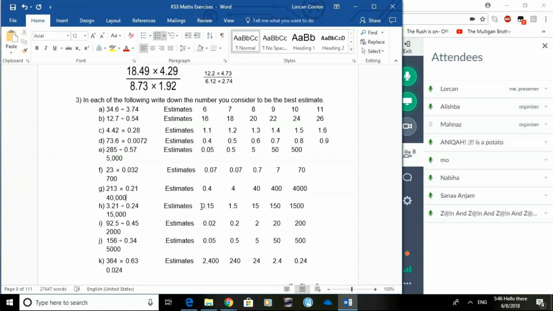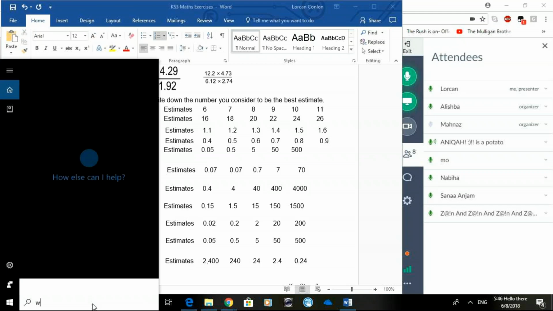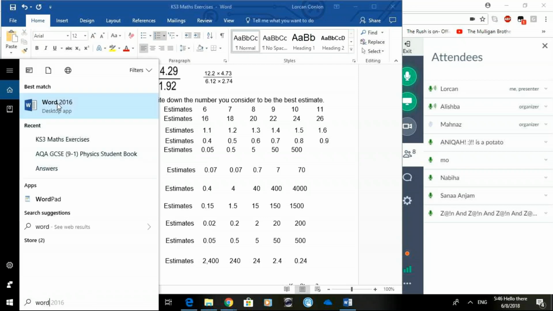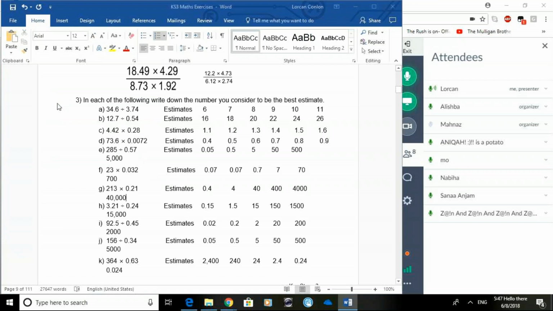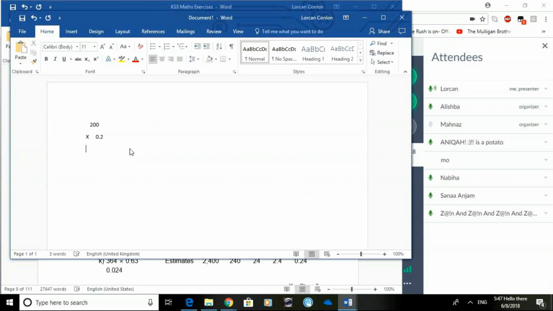Does anyone know what I'm talking about? I'm talking gibberish? Okay, let me open up a new one here, and I'll just write it out for anyone that isn't maybe a wee bit sure. Okay. So all I'm saying is we're trying to do 200 times 0.2. We're just looking to know how to do this.